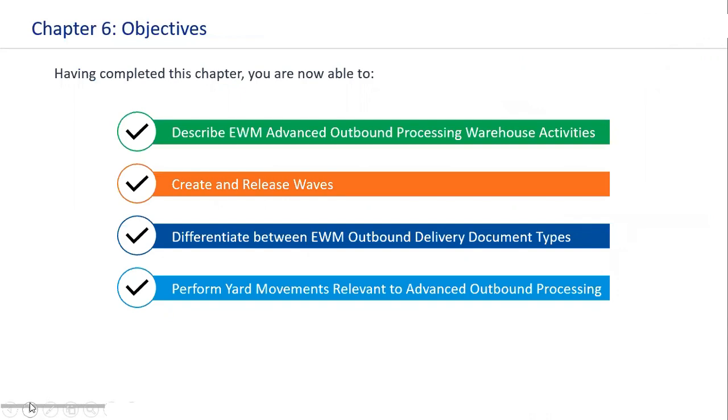So describe the EWM advanced outbound processing warehouse activities, create and release waves, differentiate between the EWM outbound delivery document types, and perform yard movements relevant to advanced outbound processing.